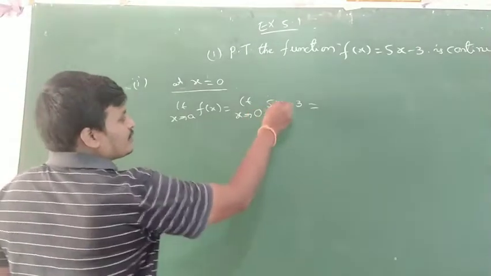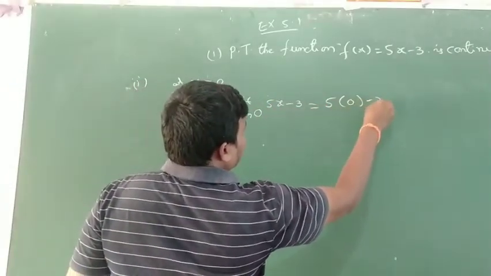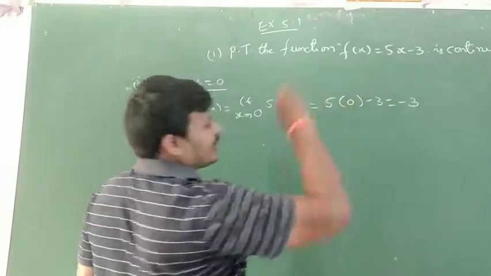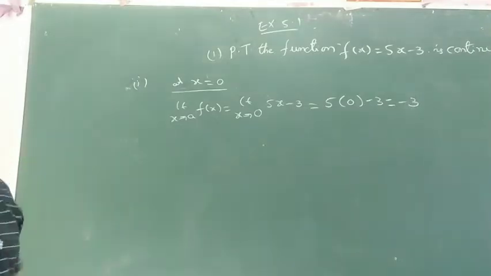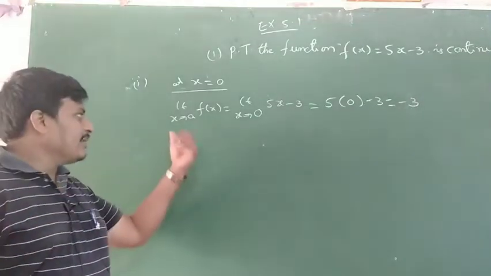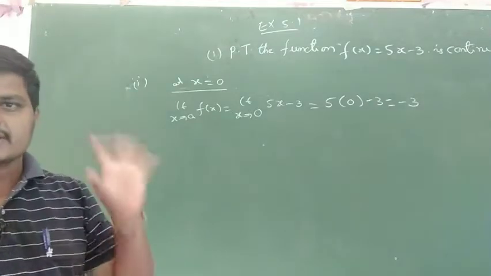Substitute x is equal to 0 in the given function. 5 into 0 minus 3 is equal to minus 3. Minus 3 is the defined value. So the limit exists. Limit x tends to a, f of x exists, and the first condition is satisfied.